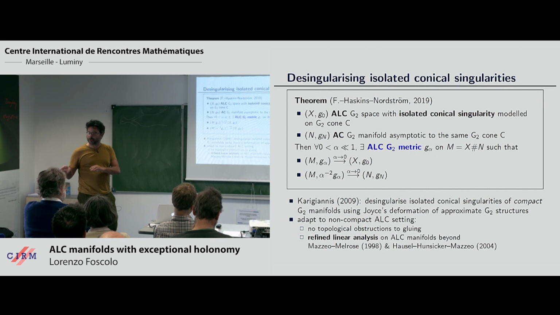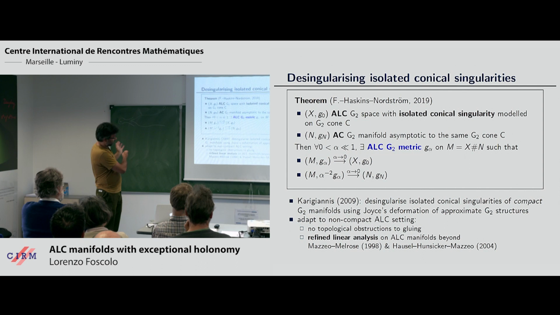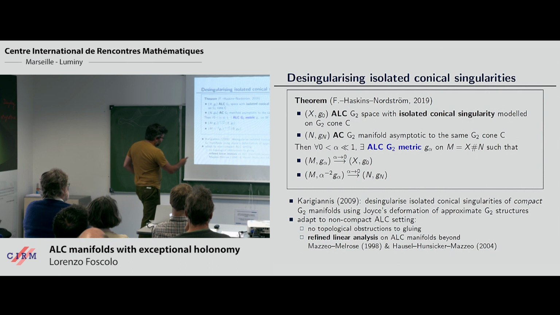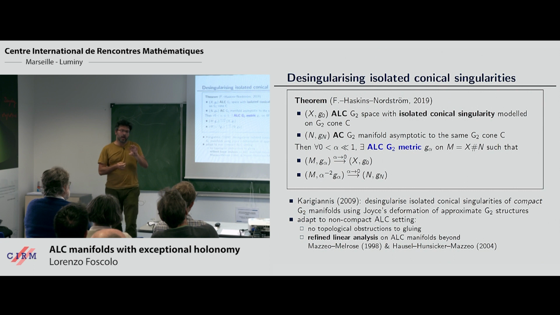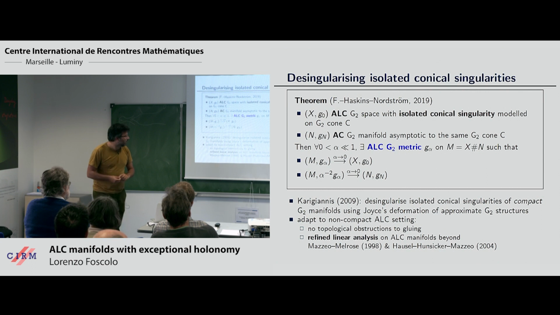Essentially all the analysis was actually appealing to these results of Joyce that tell you how to start with an approximate G2 manifold and perturb. So what we need to do is something similar in this non-compact ALC setting. There are some advantages in working in a non-compact case. For example, in the compact setting, there are some topological obstructions to desingularize that do not appear in the non-compact setting if you're flexible enough on decay rates at infinity. That's good, but most of it is that you have to work a bit more on the analysis.